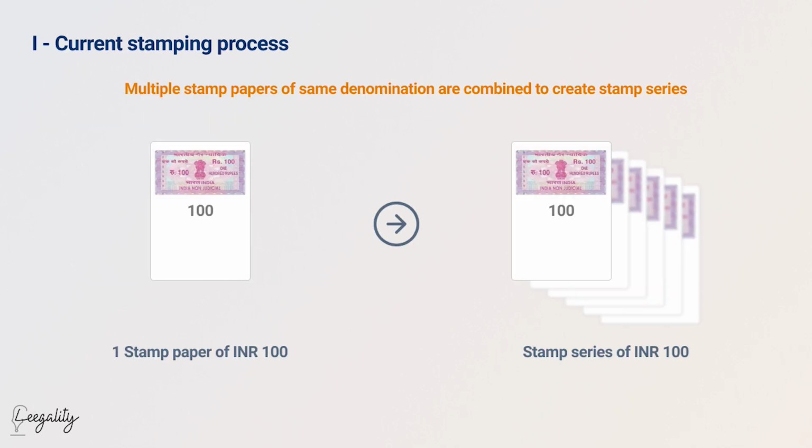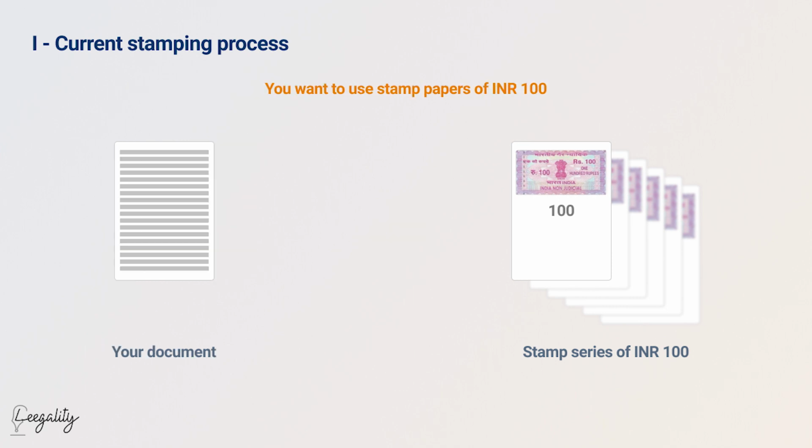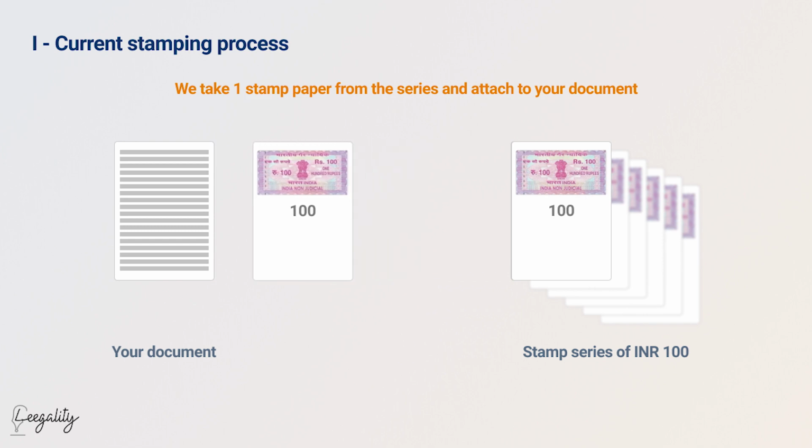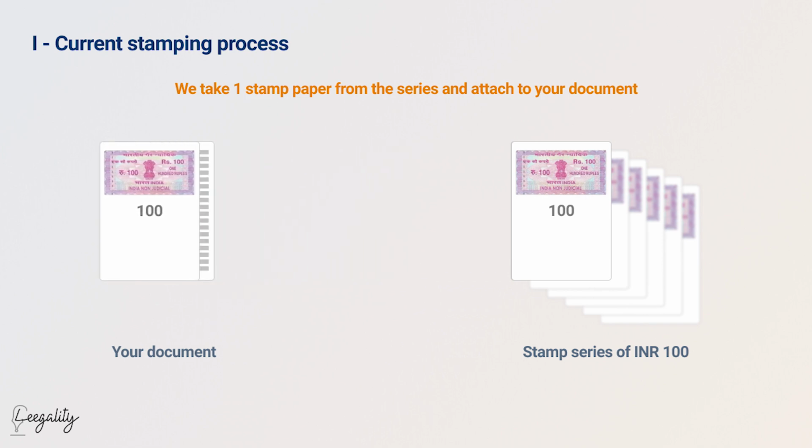So currently in the Leegality application, stamping works like this. We take one stamp paper of a fixed denomination like rupees 100 as you see on the left and combine many of those into what we call a stamp series as you see on the right. Now let's suppose you are signing a document and you want to use one stamp paper of rupees 100. In such a case, we take one stamp paper from this series and attach it to your document.